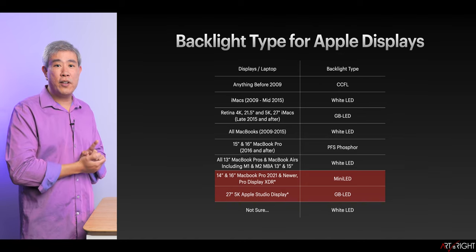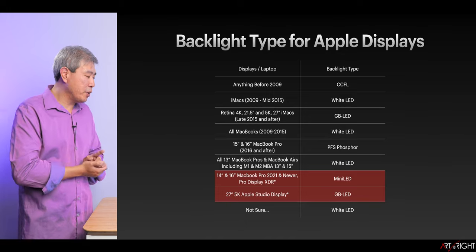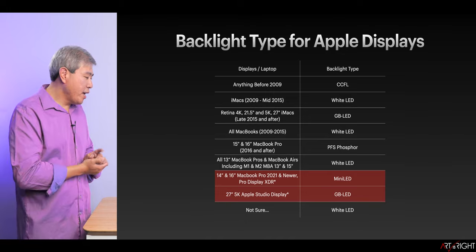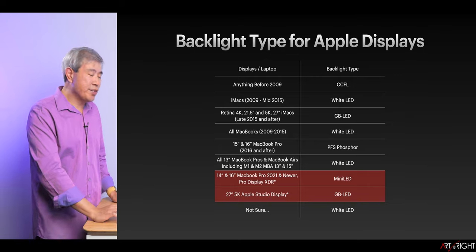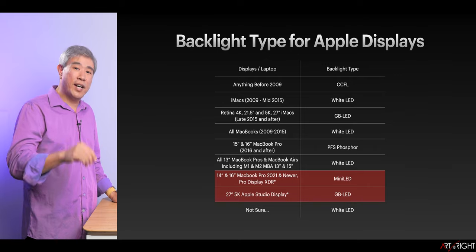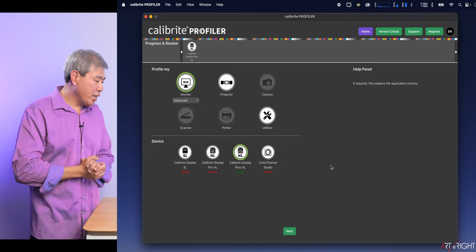One more thing as well is that on this chart, you will see the two lines in red. That is the 14 and 16-inch MacBook Pro with Liquid Retina XDR, and also the Pro Display XDR and the 27-inch 5K Studio Display. The method for those is different, and guides are in the description for those particular displays. All right, let's go back to Calibrite Profiler.